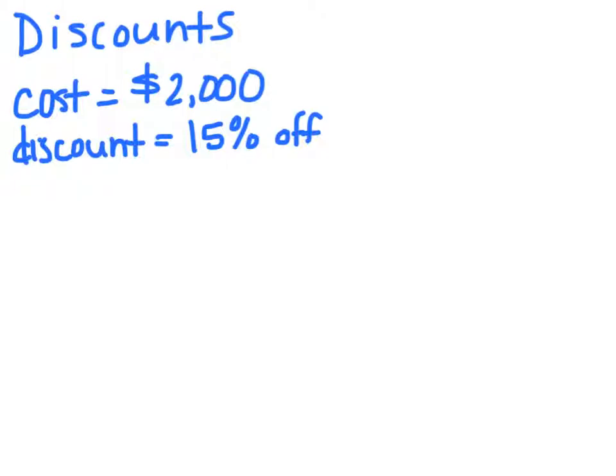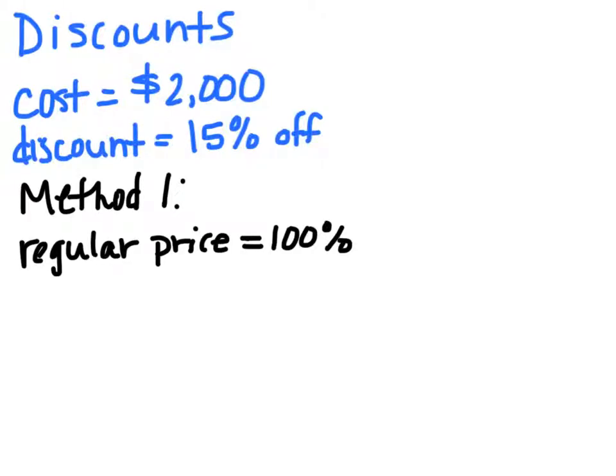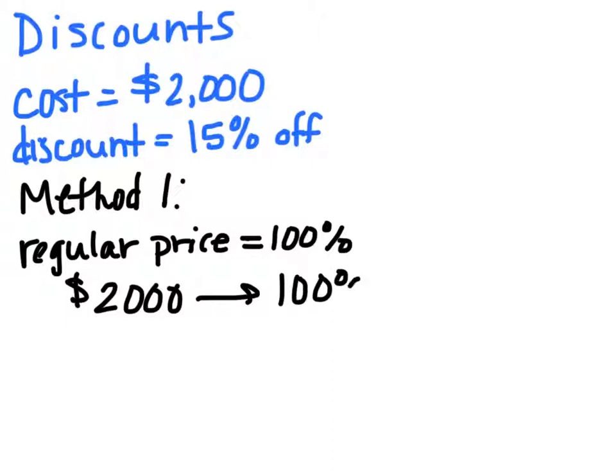There are two different methods we can use to solve. Here is method 1. In method 1, recall that the regular price of the sofa is 100% of the cost. So $2,000 is equivalent to 100%. We want to know what 15% of the cost is, so our first step is going to be to find out what 1% of the cost is. So divide each side by 100.